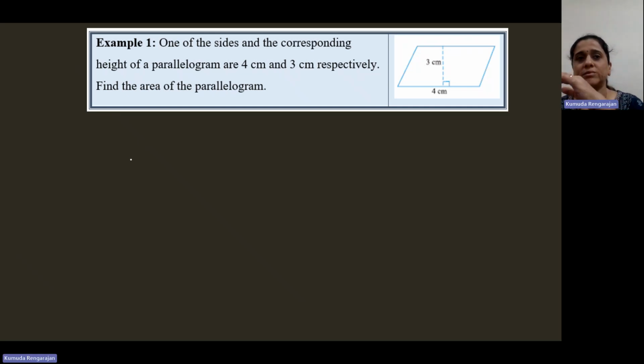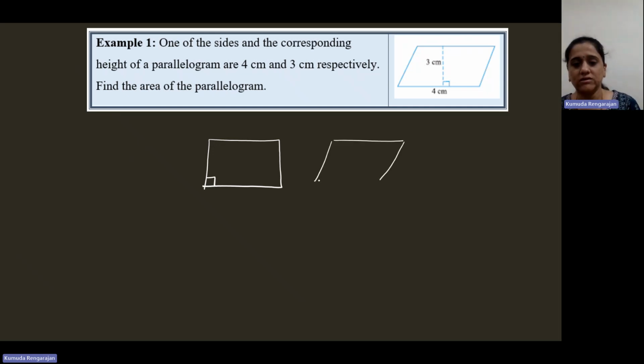The difference between a parallelogram and a rectangle is that in a rectangle, the corner angles are right angles. In a rectangle also, opposite sides are equal, right? In a parallelogram, opposite sides are equal. This side is equal to this side. But in a parallelogram, these angles will not be right angles. These are not 90 degrees. But in a rectangle also opposite sides are equal, but the corner angles are 90 degrees, right?